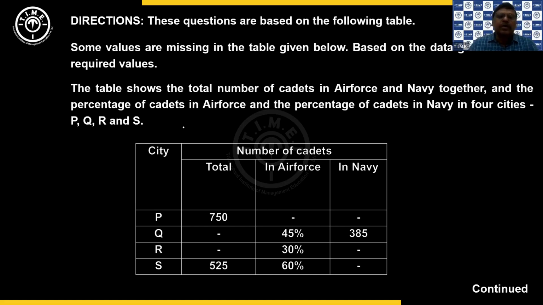Yeah. So now let's see the first one. Some values are missing in the table given below. Based on the data given, find the required values. The table shows the total number of cadets in Air Force and Navy together, and the percentage of cadets in Air Force and the percentage of cadets in Navy in 4 cities P, Q, R, S.